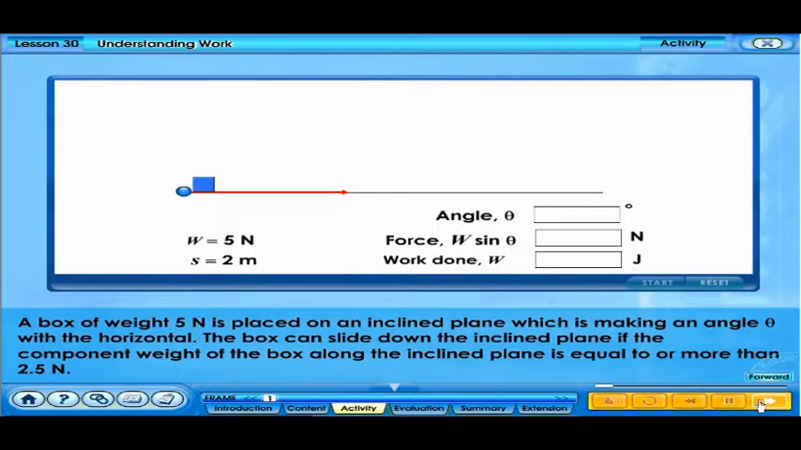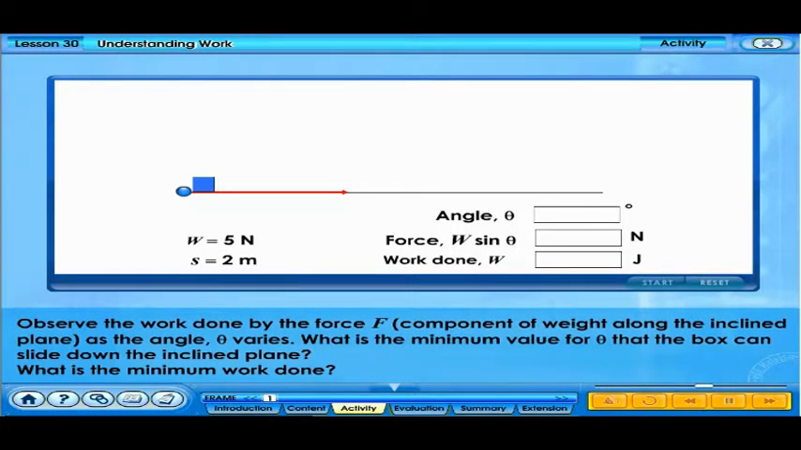A box of weight 5 newtons is placed on an inclined plane which is making an angle theta with the horizontal. The box can slide down the inclined plane if the component weight of the box along the inclined plane is equal to or more than 2.5 newtons. Observe the work done by the force F, component of weight along the inclined plane, as the angle theta varies. What is the minimum value of the inclined plane? What is the minimum work done?